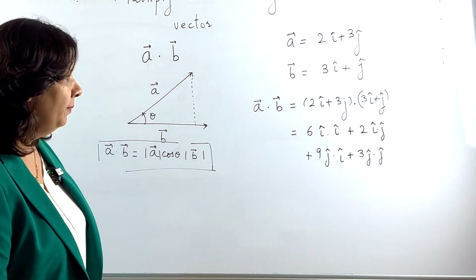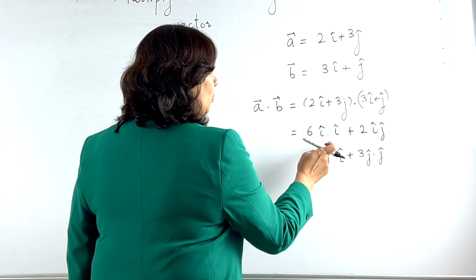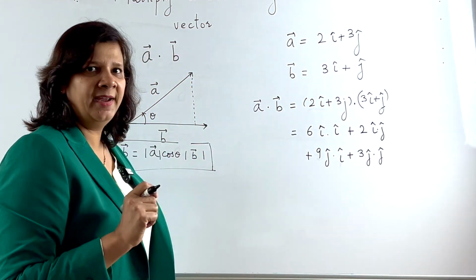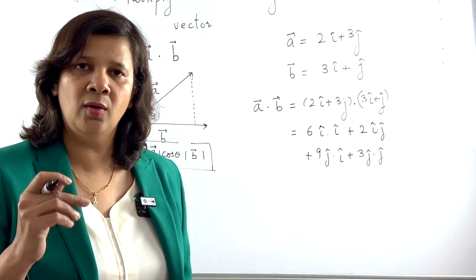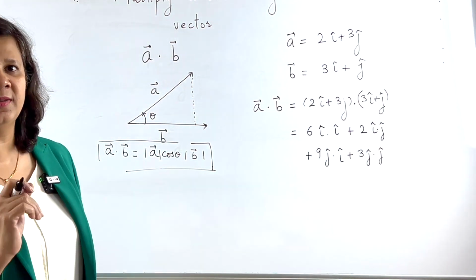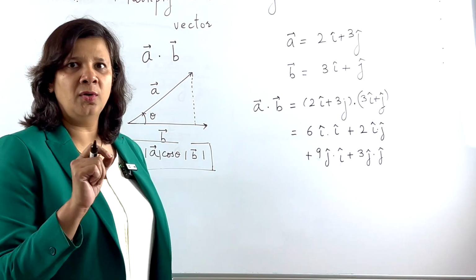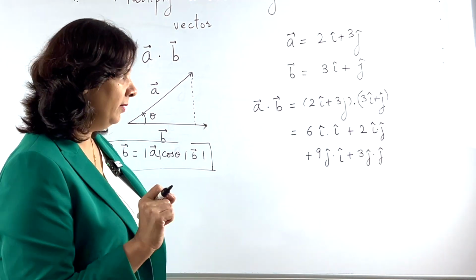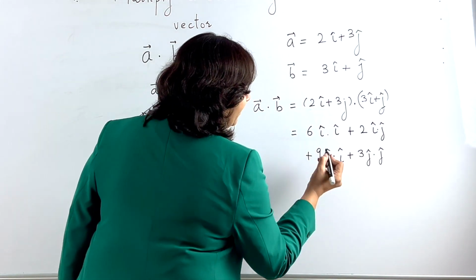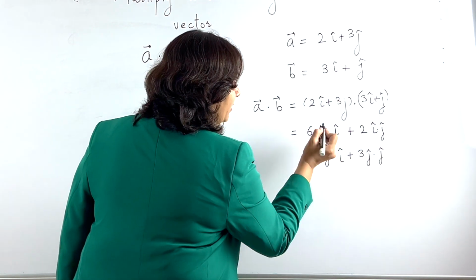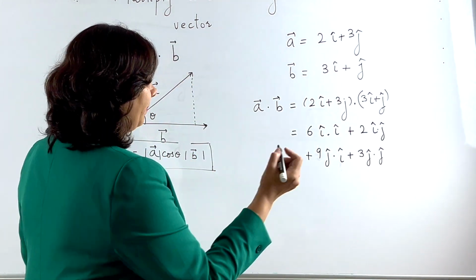Yes. So we have already seen what i hat and j hat are. These are the unit vectors along the x-axis and y-axis respectively. The magnitude of i hat and j hat is 1. Okay, and now we will use the definition of dot product.